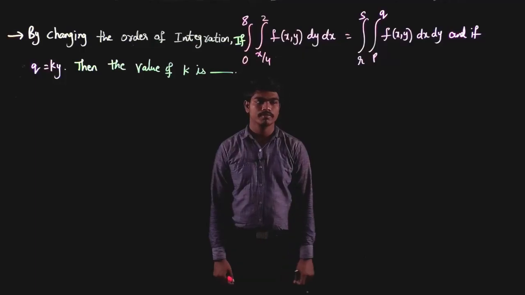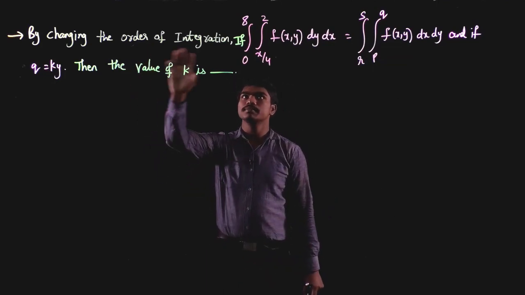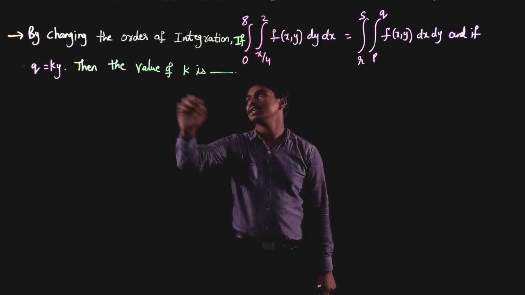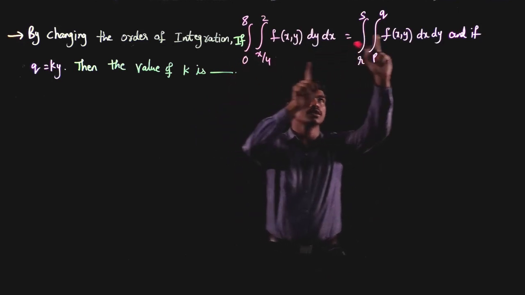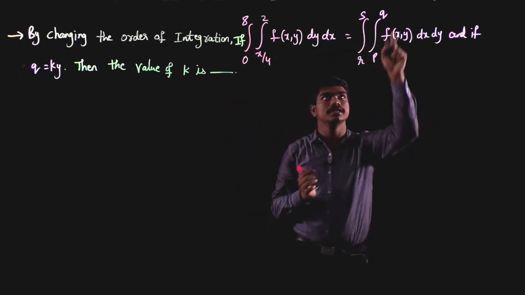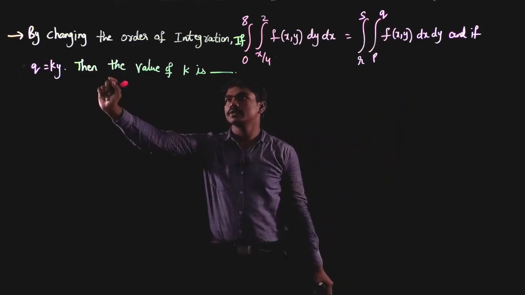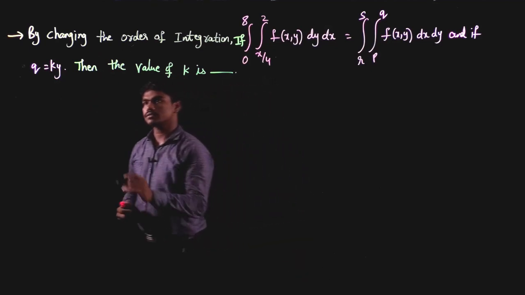Thank you all. So this is one question that came in GATE again. The question is basically about change of order of integration. What is this change of order of integration? We will look today. By changing the order of integration, this double integral of this form has got transformed to this form. Then they are asking what is the value of this Q, and it's given Q is of some specific format. He is asking for this constant k. Okay, so now let us try to analyze this question.